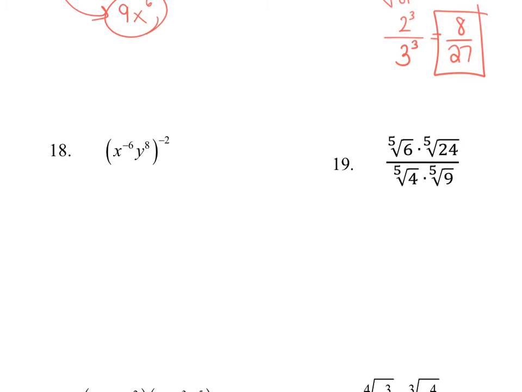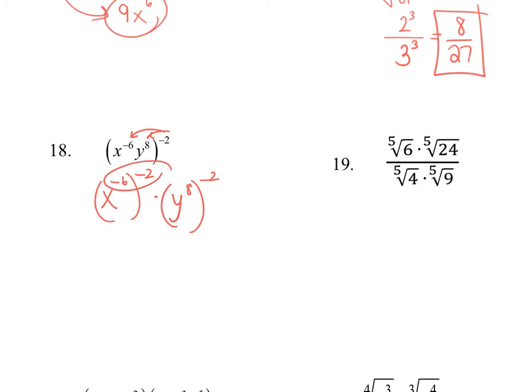Our product rule with exponents, we can just distribute that -2 to both. So that's the same thing as x to the -6 to the -2 times y to the 8th to the -2. You do not need to write that step, okay? But just in case you don't know why I'm doing what I'm doing, there's the explanation. You can only do that because it's a product and there's no plus or minus.